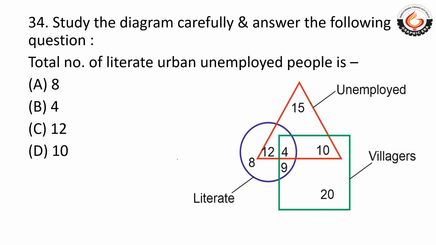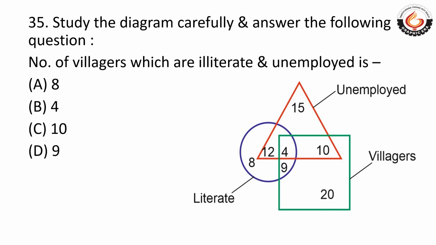So this 15 and this 12 is also there. Total number of literate and urban unemployed. So this 15 is unemployed urban, but literate or illiterate we don't know. So literate also, urban also, unemployed also, this 12 will be there. So answer 12 is the correct one because we want to know the literate also. Literate also, urban also, unemployed also. Next one.